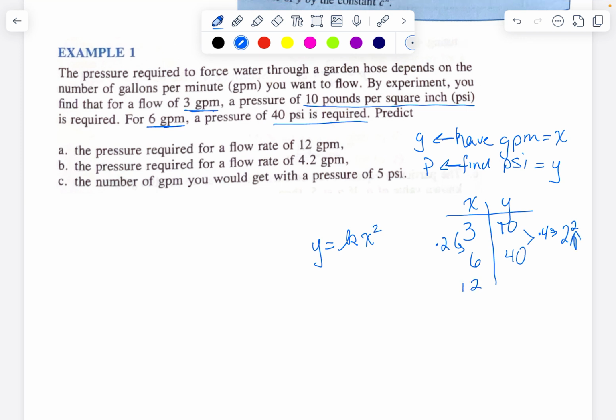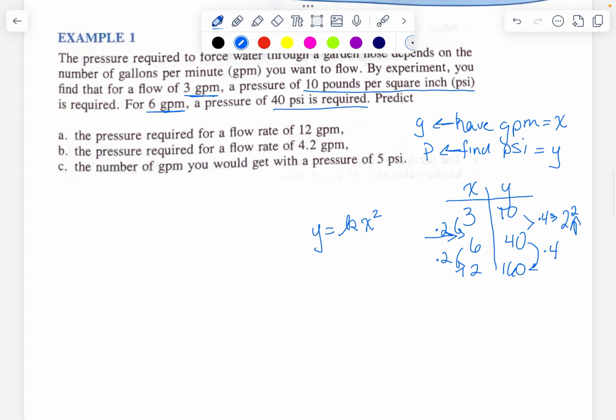So now if I want to predict 12, that is times 2, so we can do this one just by keeping the pattern that they have. Predicting 12, I'm going to want to multiply by 4, which is 2 squared. I'm going to get 160 psi. And that works when we continue the pattern, but where does that work for something like 4.2 gallons per minute? If I want 4.2 gallons per minute, I'm going to have to find my particular equation from my general equation. And the way to do that is to plug in the data points that we have. We're going to just use our first data point right here, this 3 and 10, and plug it in.